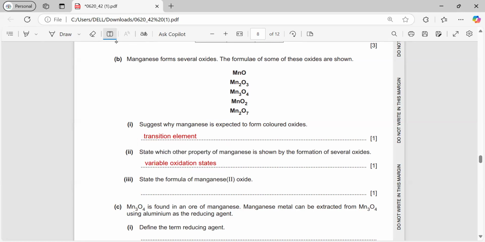State the formula of manganese(II) oxide. Now for manganese(II) oxide, manganese(II) means that its oxidation state is +2 here. And the oxide ion is always 2 minus. When both charges are equal and opposite, they cancel each other out and the formula becomes simply MnO without any number.